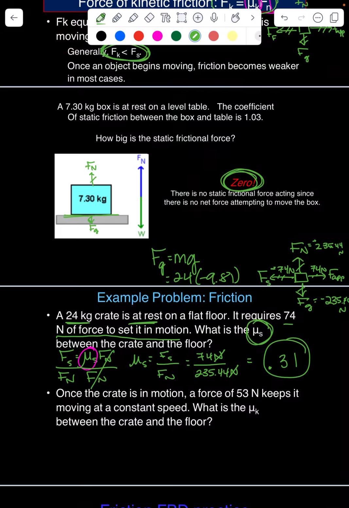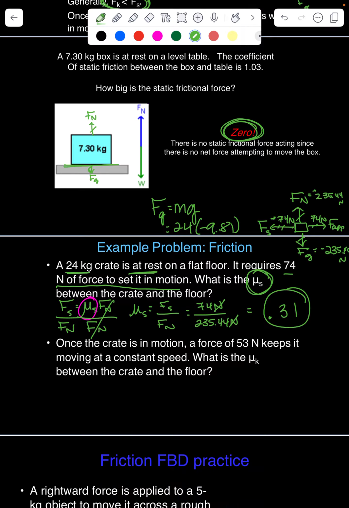It's just 0.31. Now for this, on that same crate, the same exact crate, it's now in motion. So we know that a force of 53 newtons keeps it moving at a constant speed. I want to know the coefficient of kinetic friction between the crate and the floor.